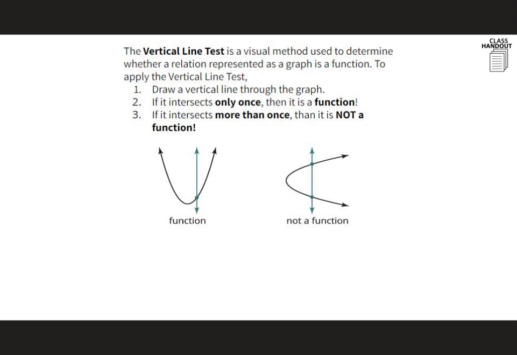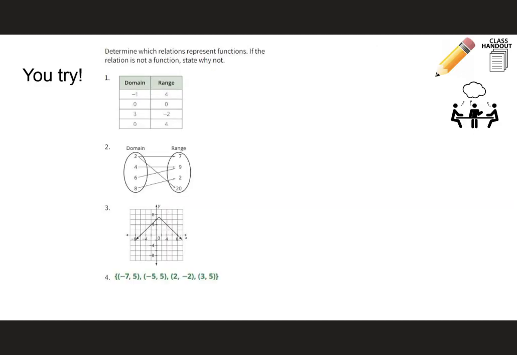If it intersects more than once, so here's an example of where it's intersecting at 2 points, that means for this particular x value, whatever it is here, there are 2 y values, which is not okay in a function. That's why we consider this not a function. So when we're doing the vertical line test, we want our vertical line to only touch our function once. All right, let's take a look at 3 more examples.